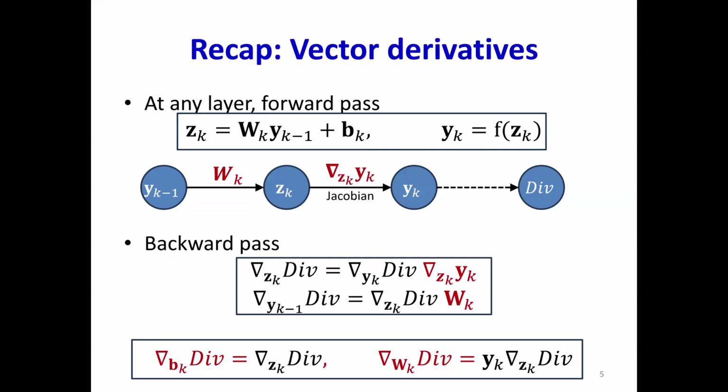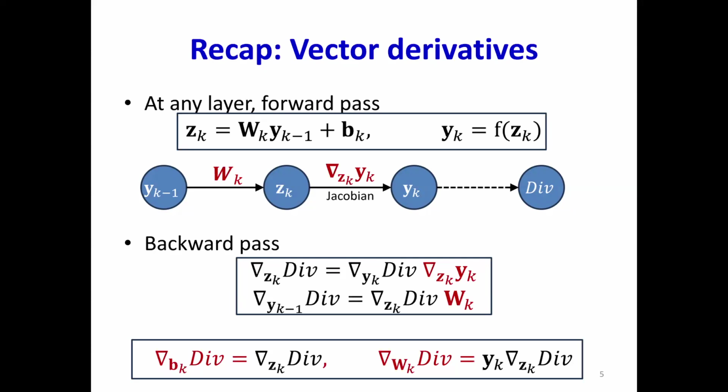So this was going to be the derivative of the divergence with respect to zk multiplied by the what was that term? Wk. And so you could just step back through the network. Whatever derivative you had over here, you multiplied it by the Jacobian to get the derivative here. Whatever derivative you had over here, you multiplied it by the weight matrix to get the derivative at yk minus 1. You could keep stepping backwards, right?